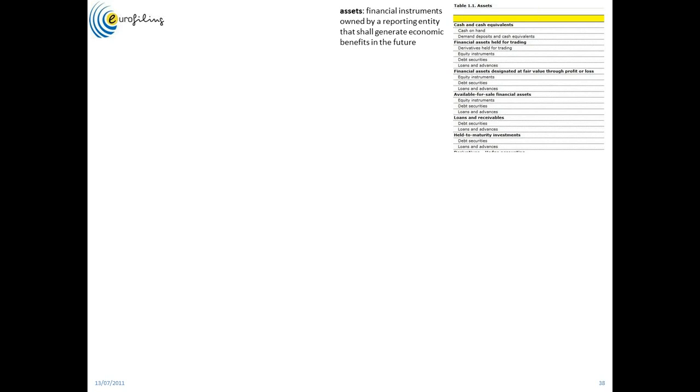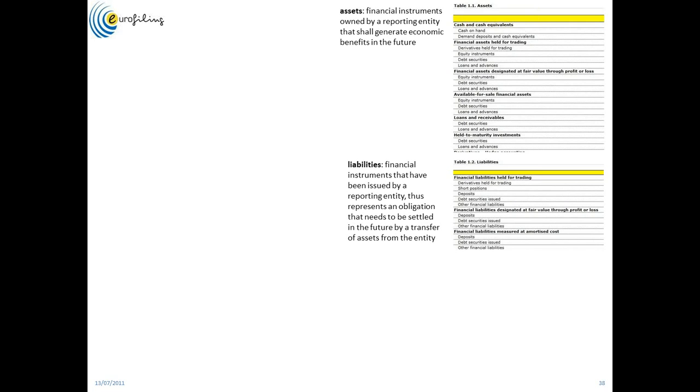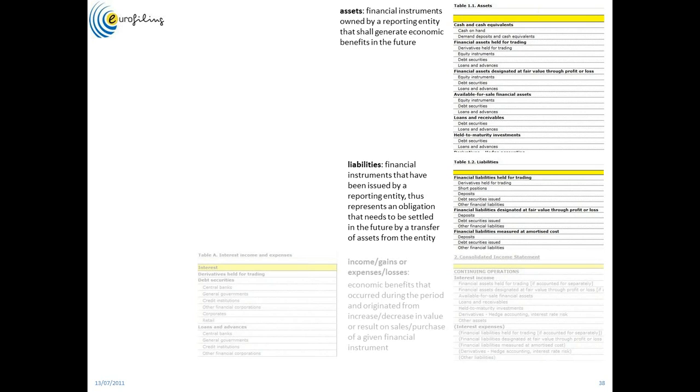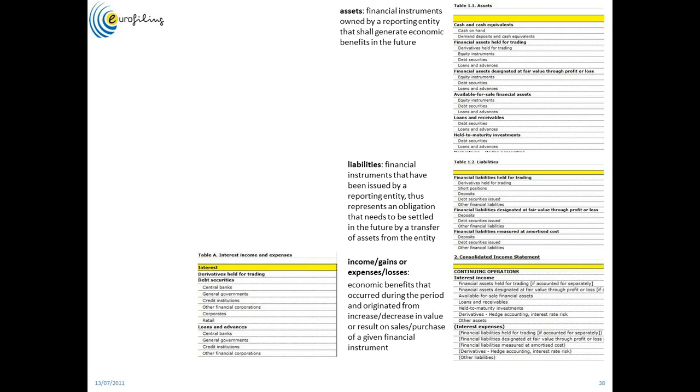So we all know what assets are. These are the instruments, and in this case, mainly the financial instruments, that are owned by the entity and shall generate economic benefit. Liabilities, on the other hand, are those instruments that were issued by our entity. And the incomes, gains, losses are the results on sales or the increase or decrease in value of these instruments.